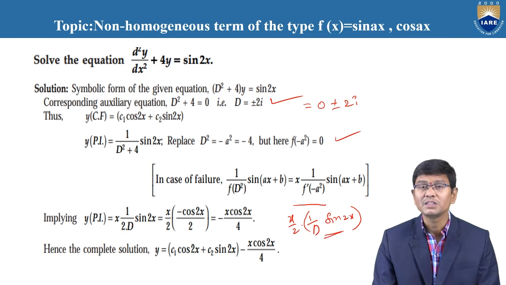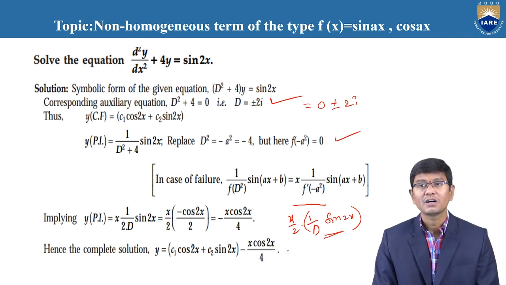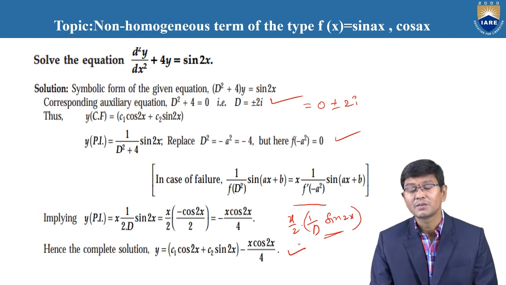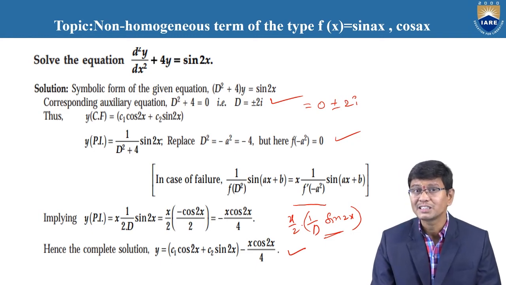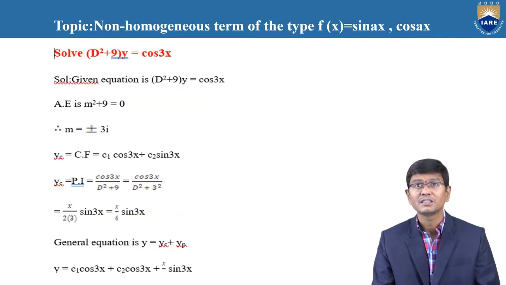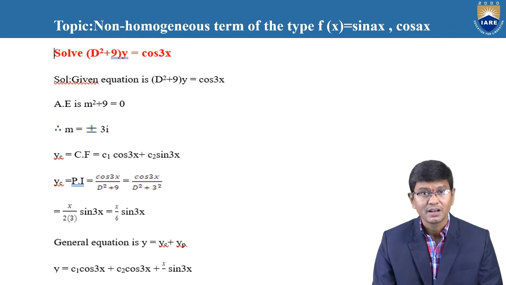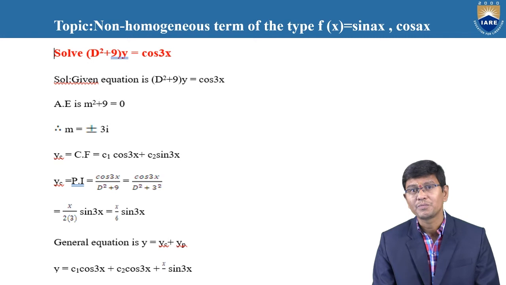Hence, the complete solution of the given equation is y = c1 cos 2x + c2 sin 2x - (x cos 2x)/4, which is the final solution. Now we need to solve (D² + 9)y = cos 3x. While observing the previous problem, this one is related to it.